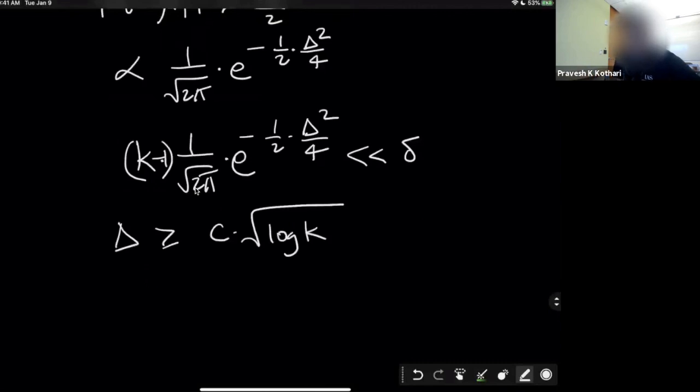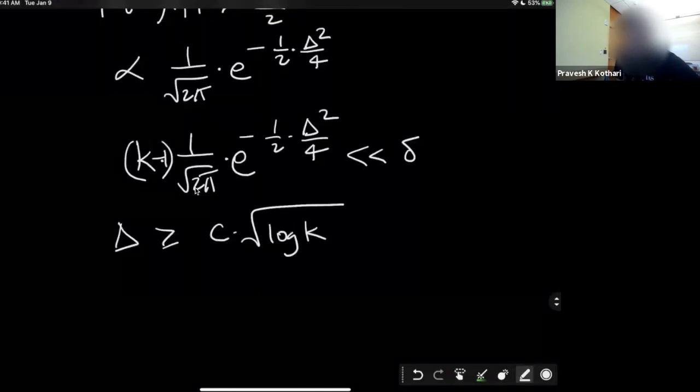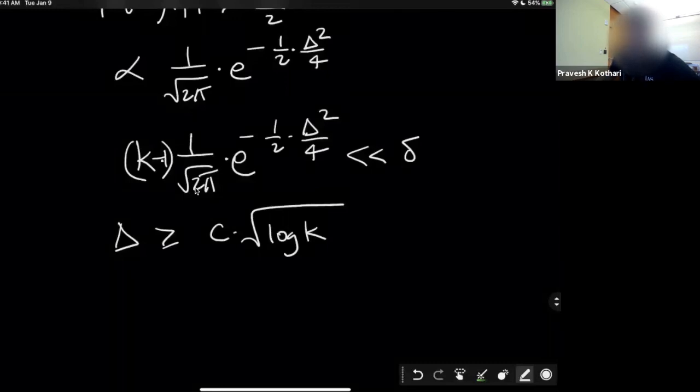Okay, so this simple heuristic of associating a point to the nearest mean will work if the minimum pairwise distance between any pair of means is at least some big constant times square root log k, right? So far so good.